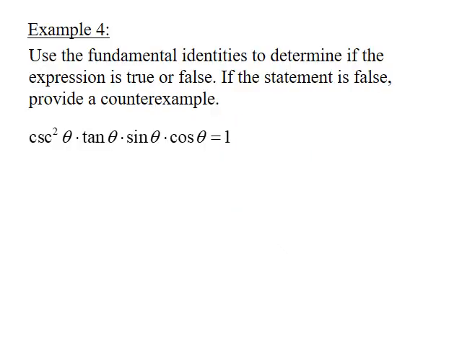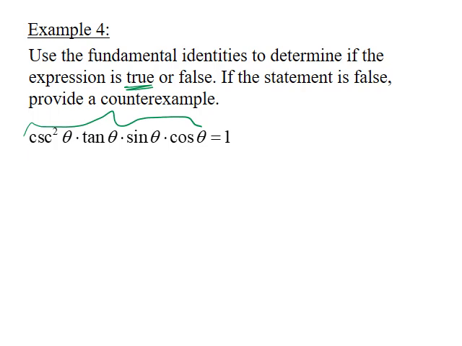So what we want to do here is use the fundamental identities to determine if the expression is true or false. If the statement is false, we're going to provide a counterexample. So basically, we're going to look at each of these trig functions, and we want to see if this whole thing simplifies to 1. If it simplifies to 1, the expression is true. If the left-hand side does not simplify to 1, it is false.